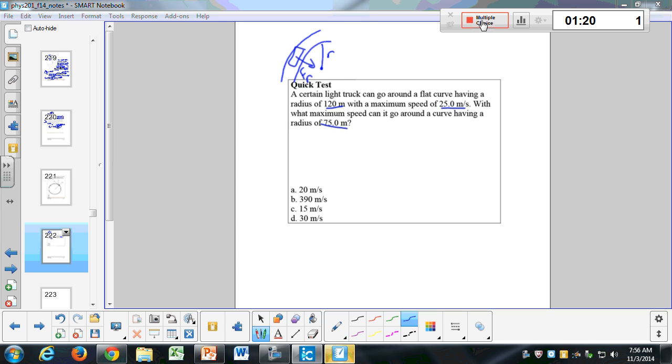What force is providing the centripetal force in this case? Not the normal force, but the frictional force, right? So the frictional force is providing the centripetal force, and we know that frictional force is mu times our normal force, right? So it is related to the normal force somewhat. So our mu times our normal force is equal to our centripetal force. I'll write that down. So mu times normal force is equal to mv squared over r.